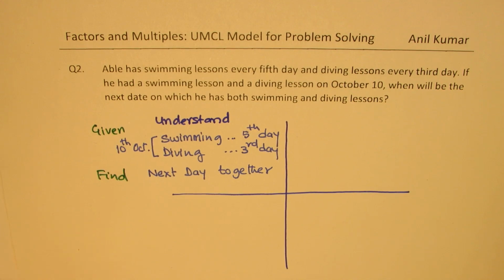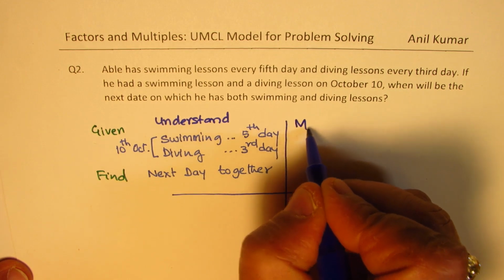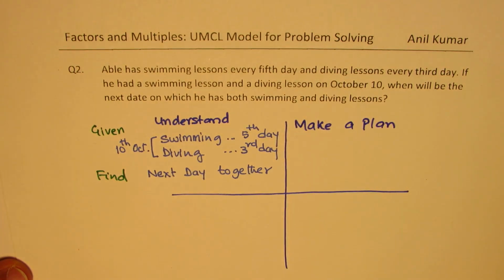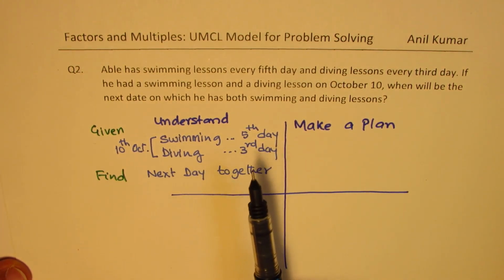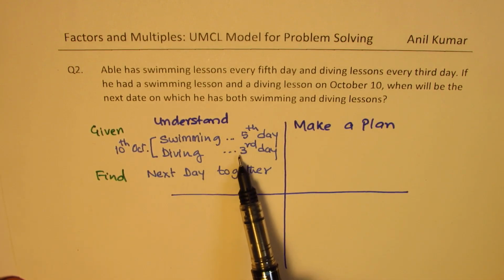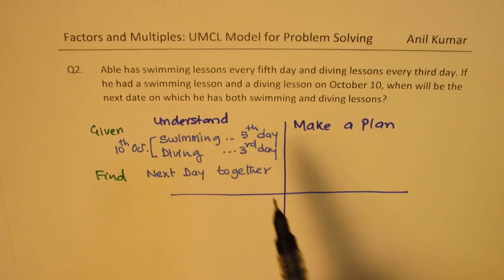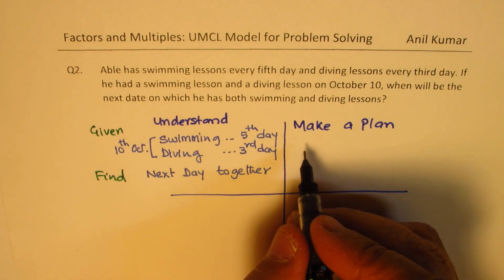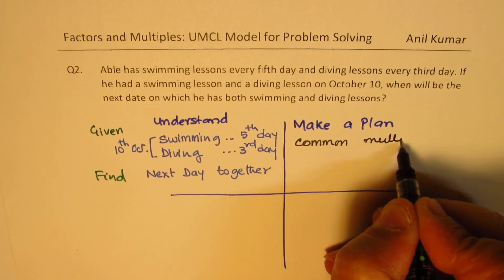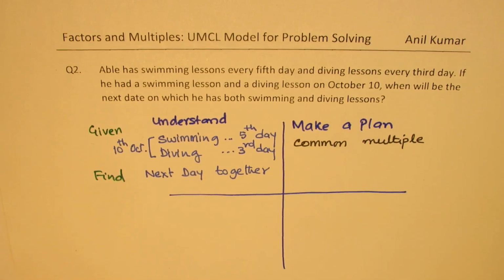Now let's make a plan, right? So the M in UMCL stands for make a plan. So what you notice here is that we want a common day. So whenever we're talking about something coming together and we are given the frequency or the rate at which it is happening, the best strategy is to find a common multiple. So that is the plan, to find a common multiple, right?